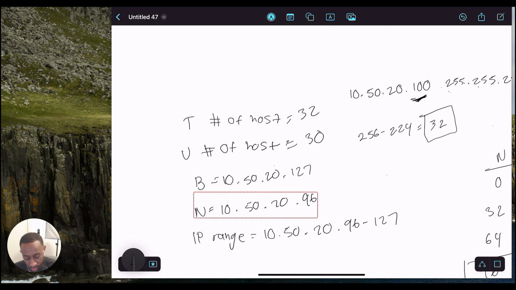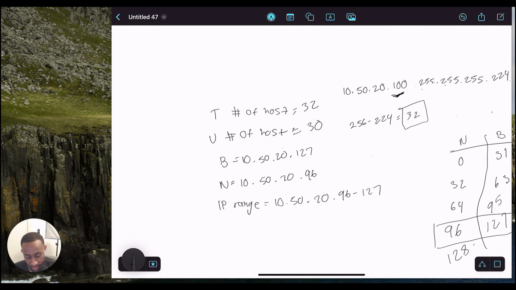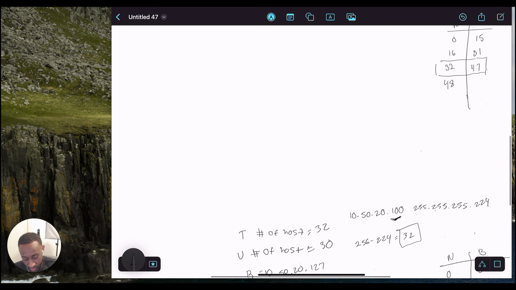And now if they ever ask you what's the usable range, it's just going to be 10.50.20. Instead of 96, we can't use 96 as the network, so we'll start off with 97. And 127 we can't use as the broadcast, so we'll do 126. So this is the usable range, actually. So I'll actually add this usable range. That's maybe another thing they may ask you, is that usable range right there. Boom. So I'll go ahead and go to the other one.